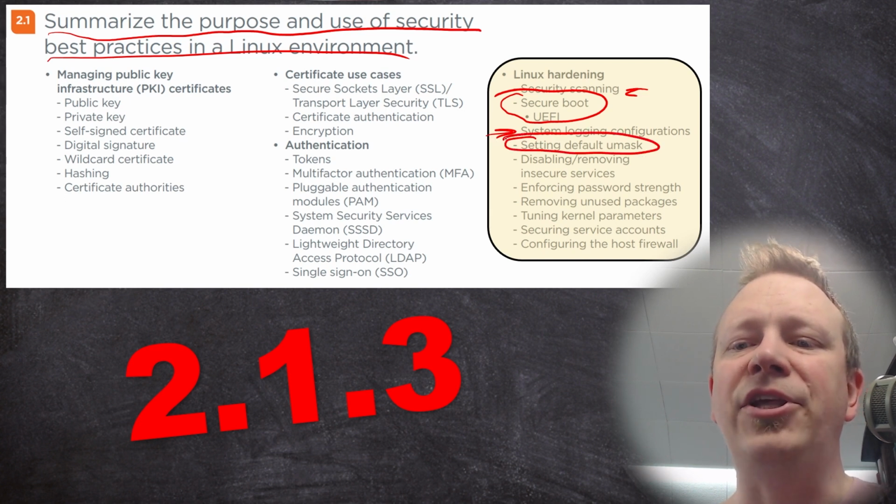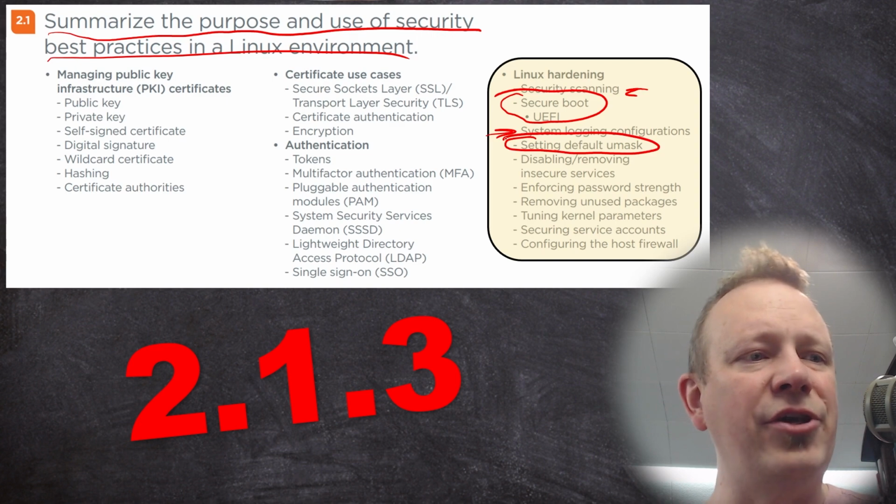Setting the default UMASK. Now, if you're not familiar with UMASK, when you create a file, there's a default set of permissions, and that default set of permissions is determined by UMASK. Now, you can set UMASK immediately on your system. It's like an environment variable type of thing. I don't know if it's actually an environment variable. It probably is. That's how everything works in Linux. But you can set it for your local instance, and then when you log out or reboot, it'll reset to the system default.